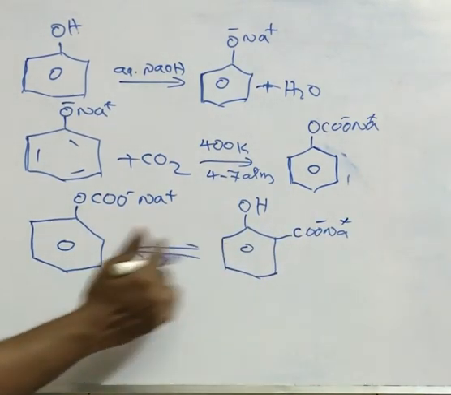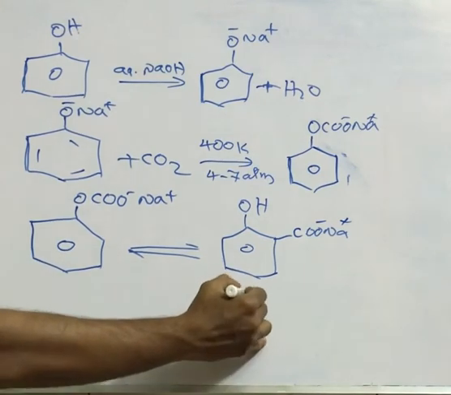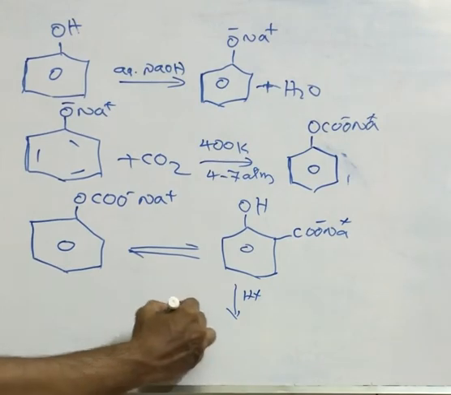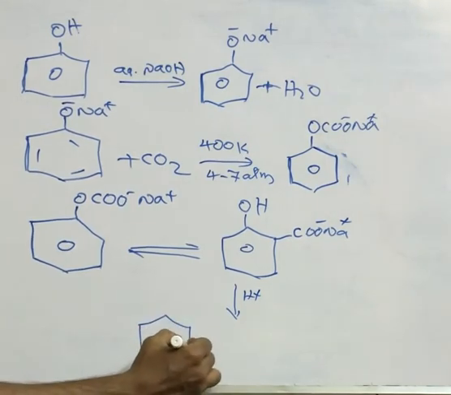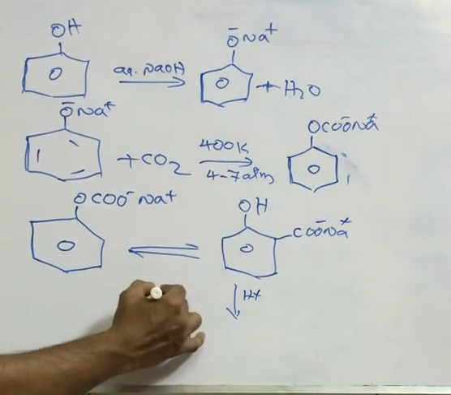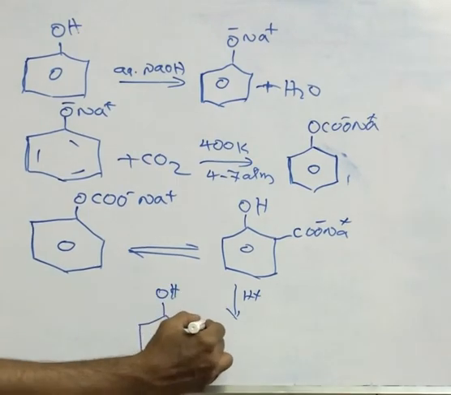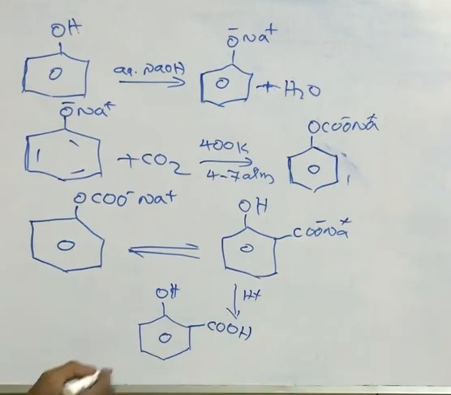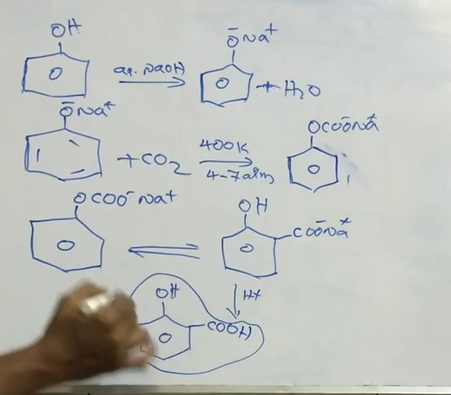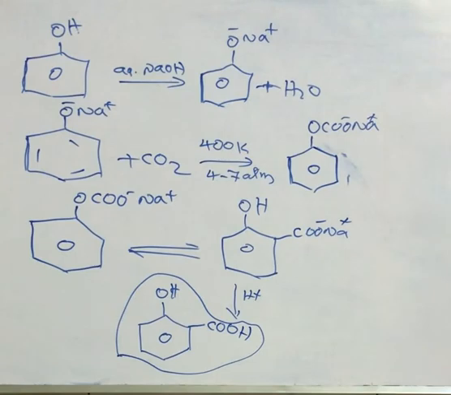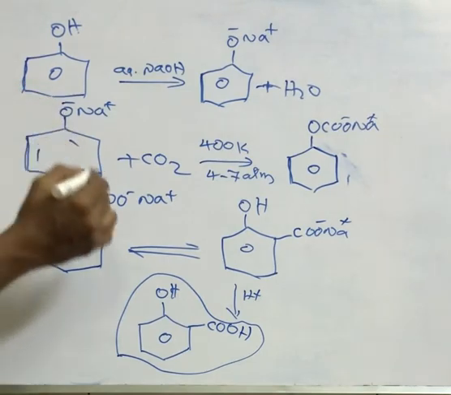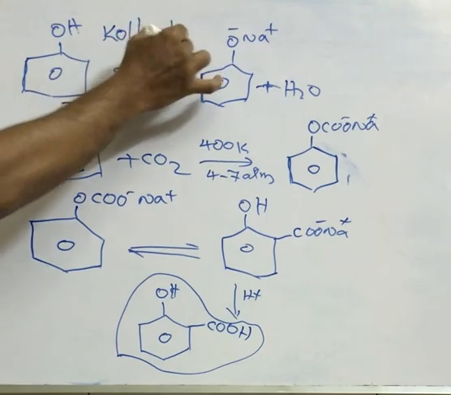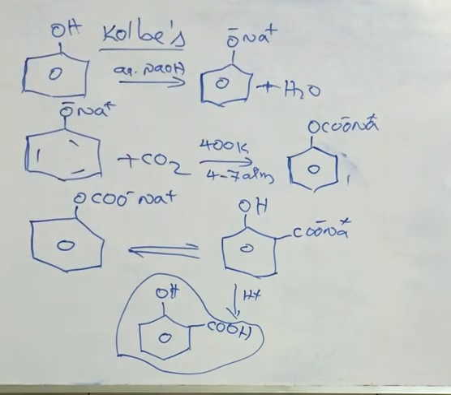So once this happens, then finally what we should do? We should acidify the compound. If you acidify the compound, you will get this OH, COONa salt will be acidified to the acid. So you will be getting salicylic acid. This reaction is Kolbe's reaction.